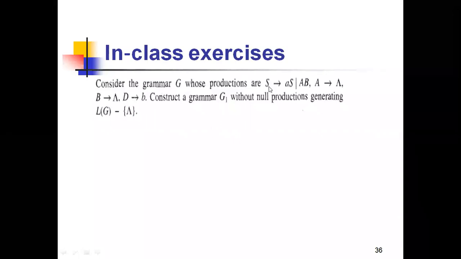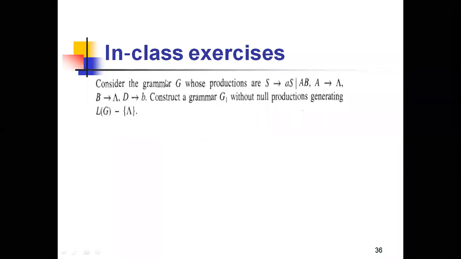G whose productions are S tends to AS or AB, A tends to A, B tends to A, D tends to B. What you need to do is construct a G1. G1 is nothing but a modified grammar from the G. That means the equivalent grammar from G is a G dash, or you can take it as G1 or G2, whatever it may be. G1 is an equivalent grammar from G, and here my G1 does not consist of any null productions.